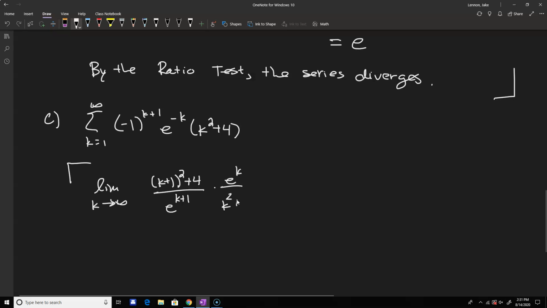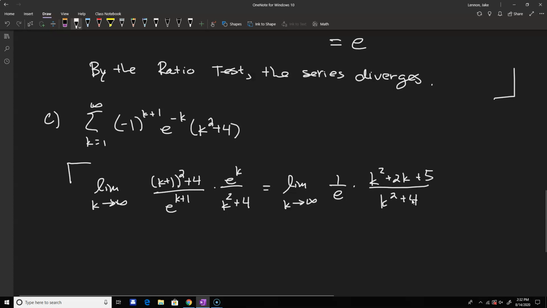k squared plus 4. So immediately we can recognize that we've got kind of two parts here. The e to the k over e to the k plus 1, that'll just be a 1 over e. So we have a 1 over e, and then we've also got this times k plus 1 squared. We can multiply that out if we want. That's k squared plus 2k plus 1 plus the 4 is plus 5 over k squared plus 4.